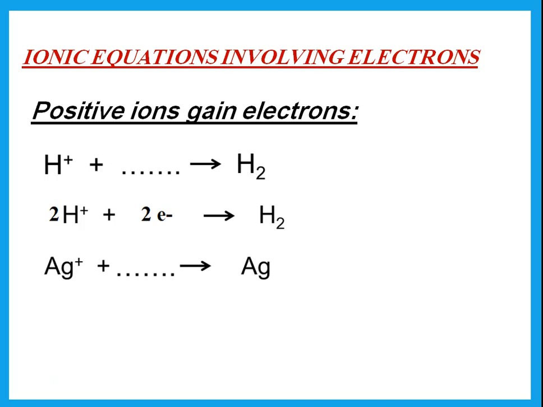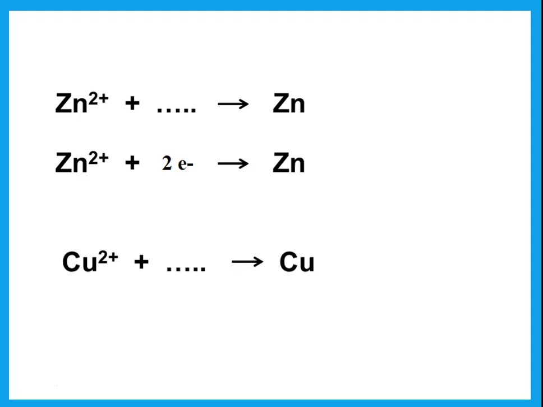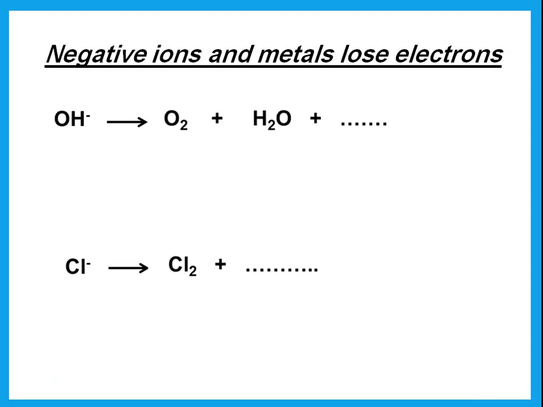Ag plus to give Ag. Again, the plus gains electron. How many electrons? Only 1, because this will balance the 1 positive on the Ag. Zinc 2 plus what? Plus 2 electrons, because I want to balance the 2 positives. Copper 2 plus what? Plus 2 electrons to balance the 2 positives. Negative ions and metals lose electrons.